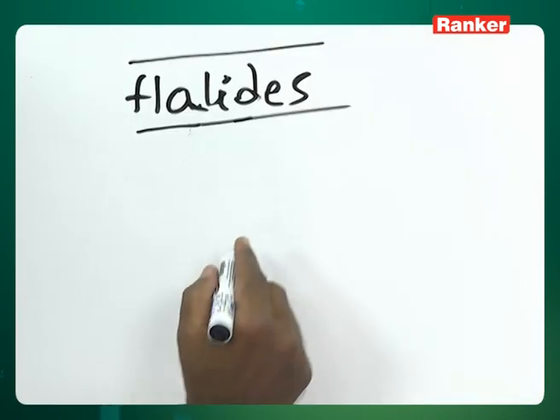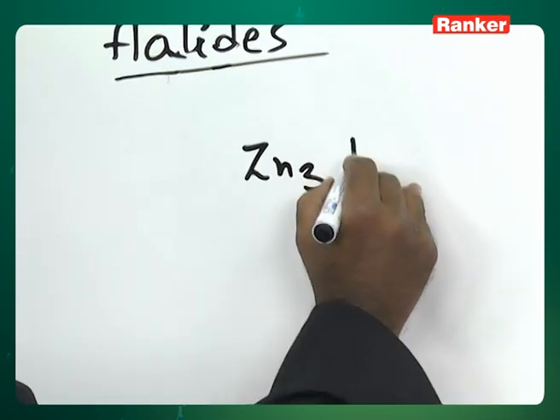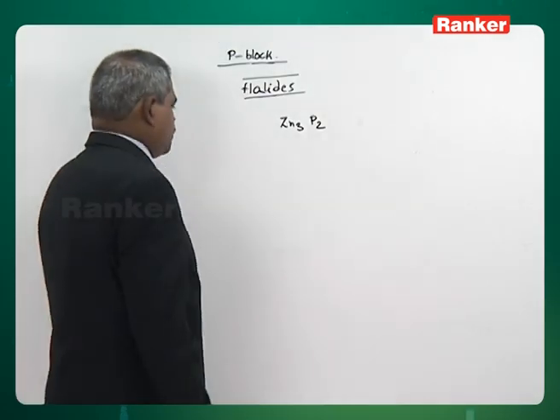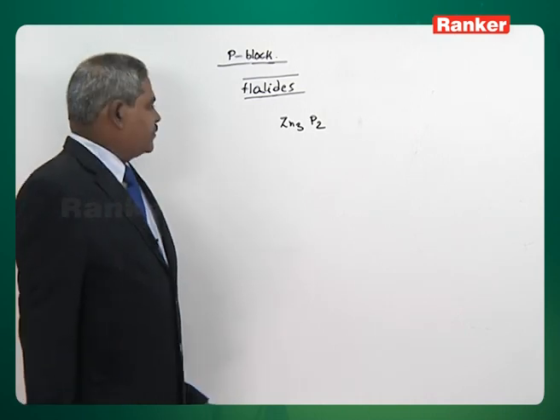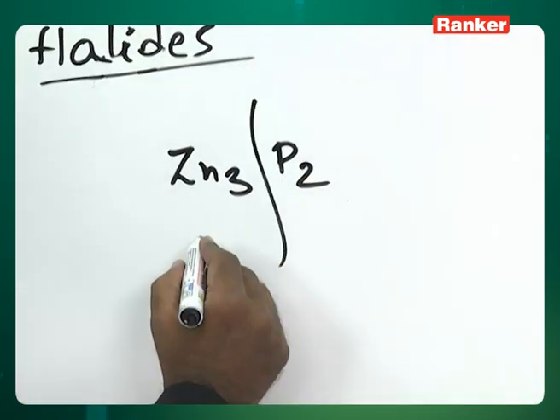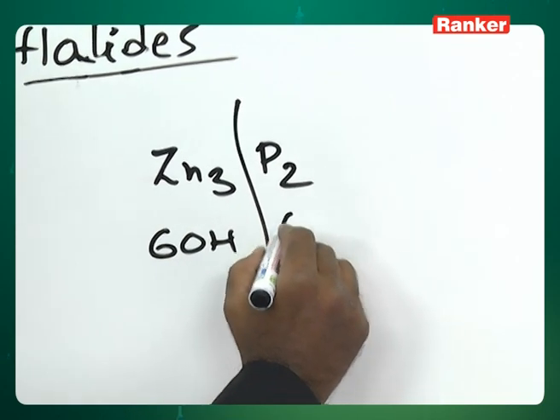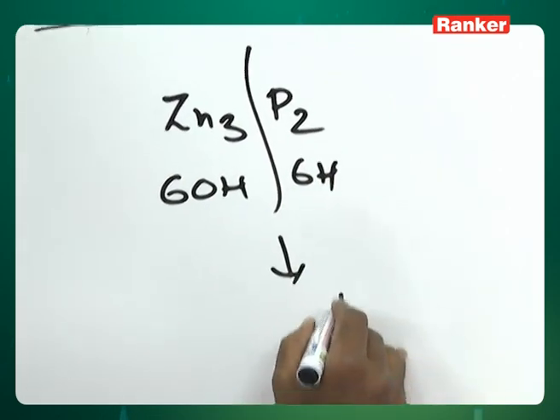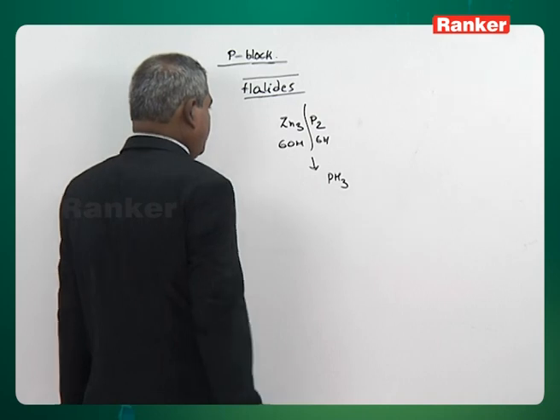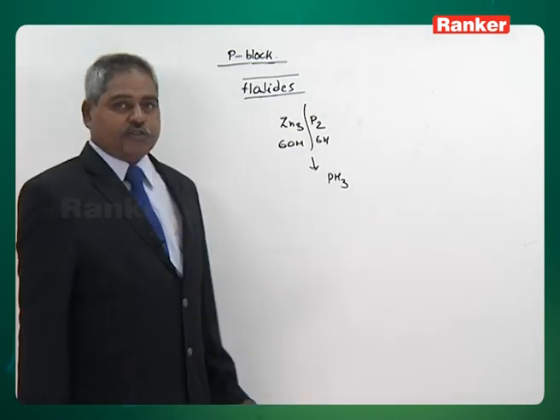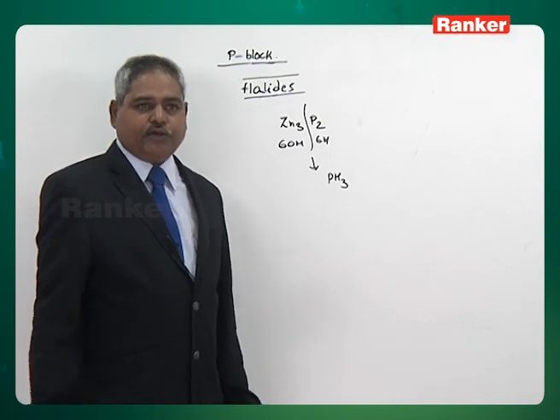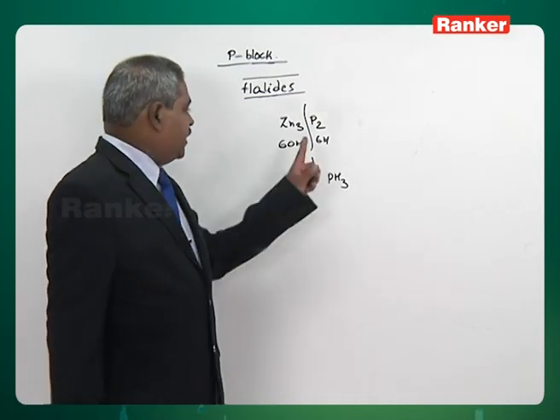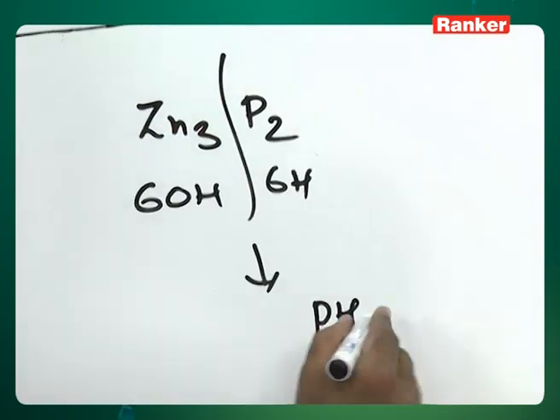And now, phosphide, zinc phosphide, which is poisonous for rats, rat poison. Break the bond. 6OH, 6H. You get PH3. Phosphide, you know phosphide is P3 minus. Since it is P3 minus, you get PH3, with 3 plus. So phosphine.